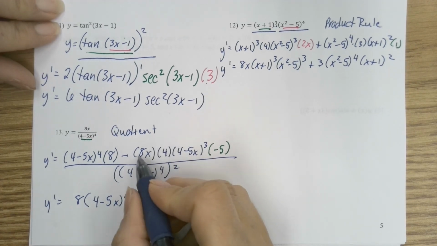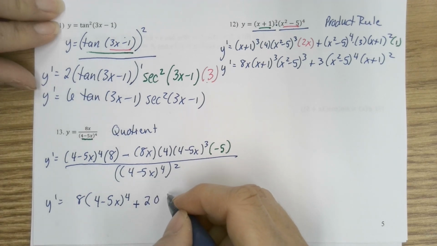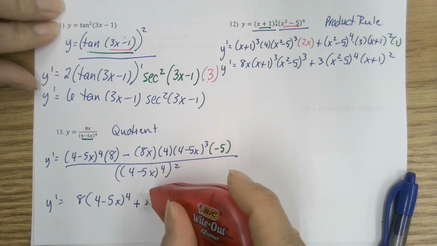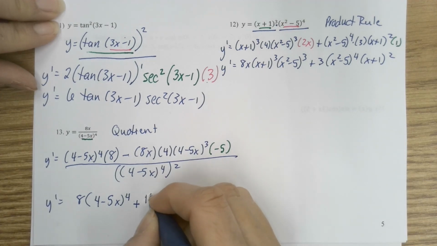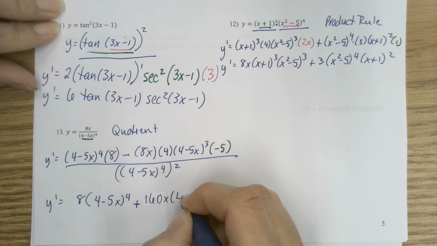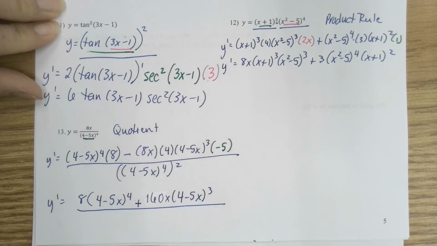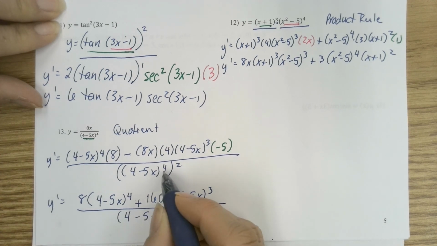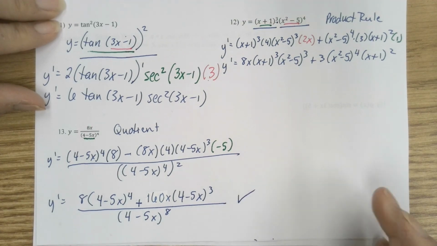Well, actually, I'm going to keep the 8x separate. So I'm just going to grab the 4 and the 5. So I have 20. Now, well, actually, I think your book will combine all of those coefficients. So 20 times your 8 will give you 160x times 4 minus 5x cubed. In the denominator, all we're going to do is raise this power to a power. So we have 4 minus 5x to the 8th power. And you are done right there.